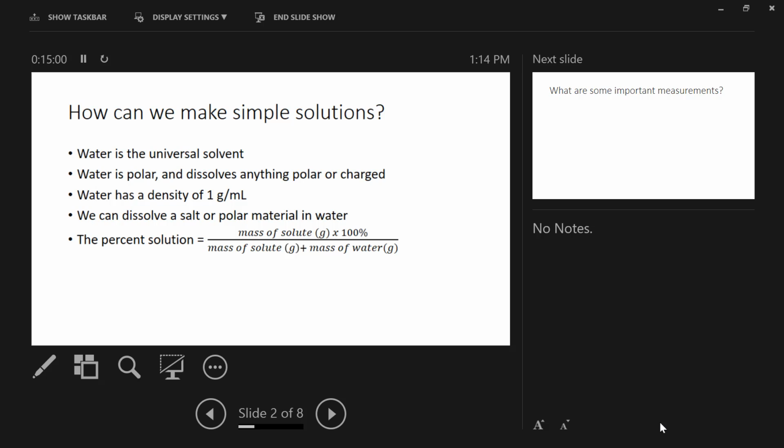Okay. Any questions here? So how can we make simple solutions? Just answer this by saying this. We dissolve something in water. That's how we make a simple solution. We dissolve something in water. And so we can do it to make a percent solution, or we can do it some other way, which we'll see over the next 30 minutes. You're excited, right? You're intrigued. You're like, what's going to happen?